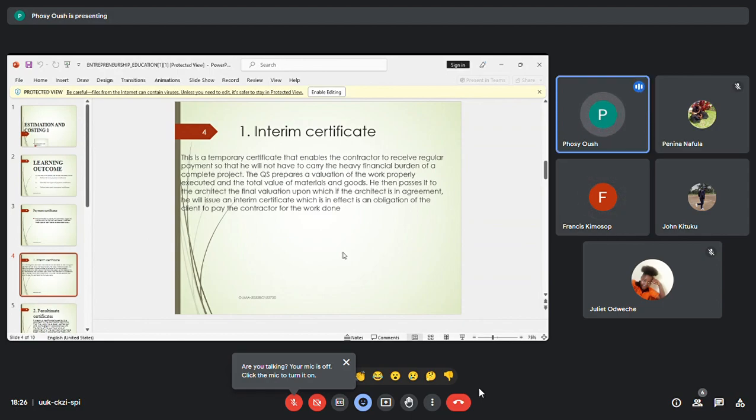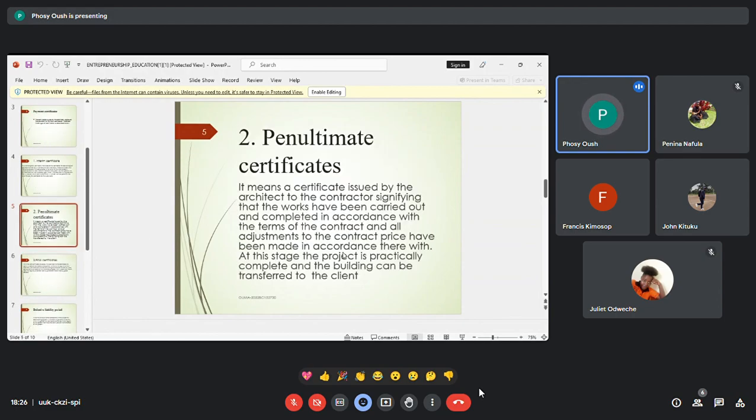Basically, this interim certificate will enable you to overcome the future burden that will occur at the end of the project. So it is good that you will be paid this amount so that you can be able to pay up your money before the end of the project. Then you have the second one, which is the penultimate certificate.